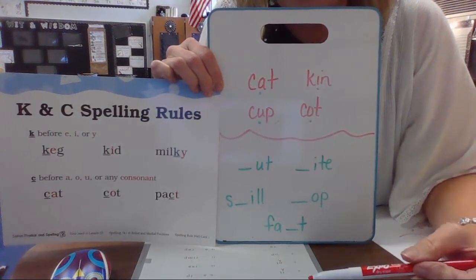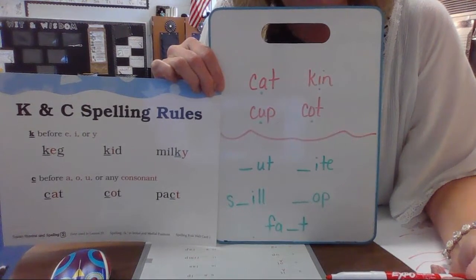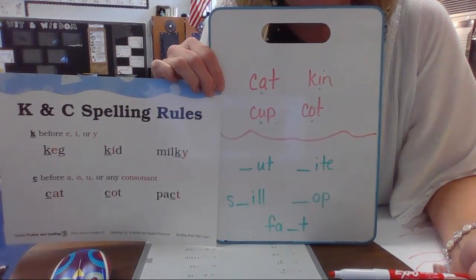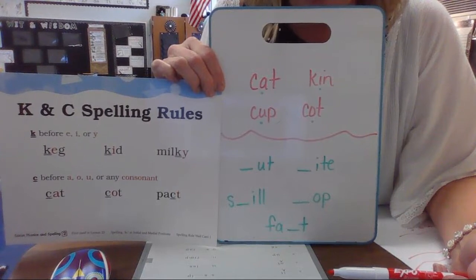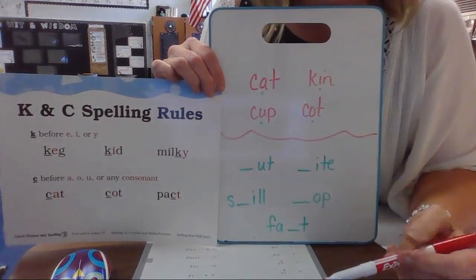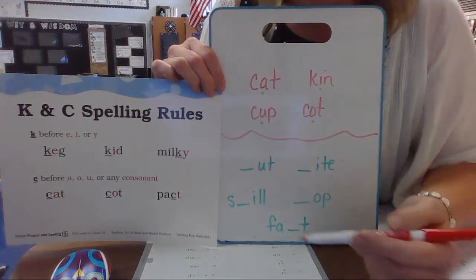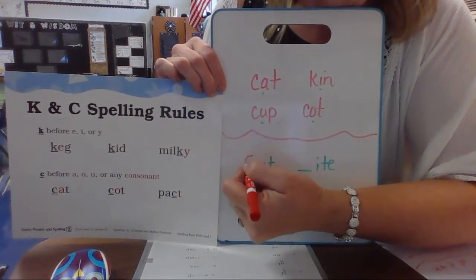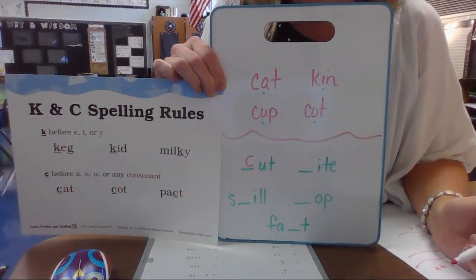We have "ut." Well, we know it's going to sound like cut, because the C and the K a lot of times sound the same, but we've got to decide which letter goes there. Because I see a U there, the rule tells me when it comes before a U, we're going to put a C. Okay, so it would be cut.